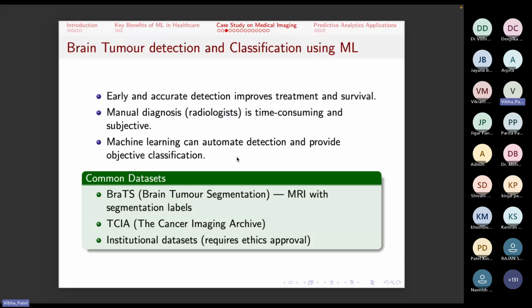So if they make use of some ML based tools which, given the X-ray image or MRI of a patient, can detect whether the patient is suffering from a tumor or not, then this can help us to have an early and accurate detection, which in turn could help us to improve the treatment and the survival of the patient. So we are not replacing a doctor.